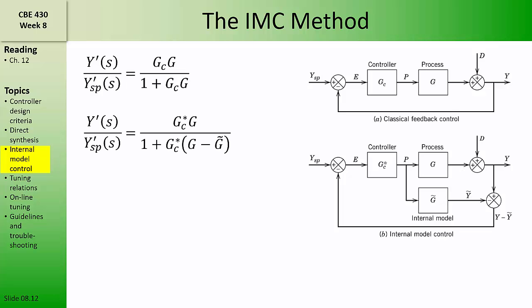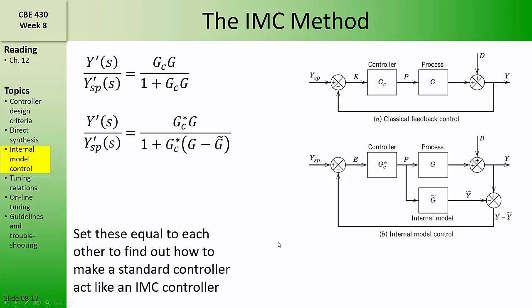You should be able to show that the block diagram shown here gives rise to this servo transfer function, where changes in the set point affect changes in the controlled variable by the product of everything in the forward path between the set point and the controlled variable, GC star times G, over 1 plus everything in the feedback loop, where now everything in the feedback loop is GC star times G minus GC star times G tilde.